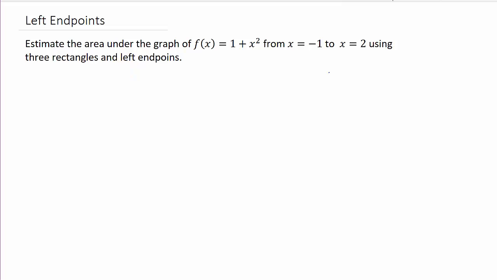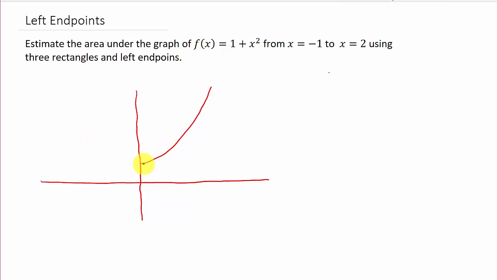Okay, so the first thing we want to do is just do a quick sketch of the graph. Well, the graph of 1 plus x squared, we know x squared is a parabola, and it's going to be shifted up 1 unit, so it's going to look something like this. And we're going from -1 to 2. So let's just say we've got -1 here, here we've got 1, and here we have 2. And we are looking for this area here.